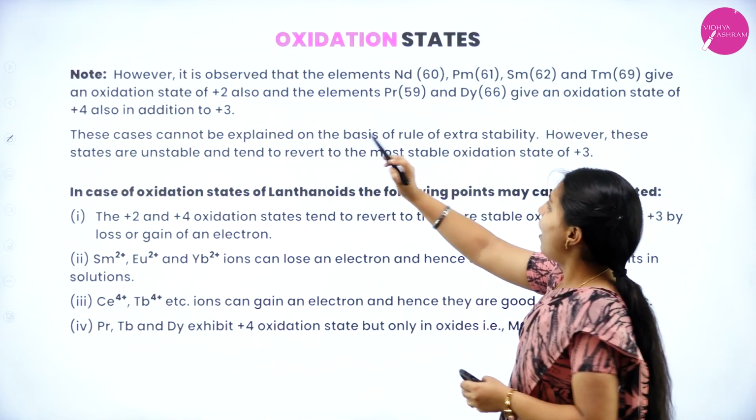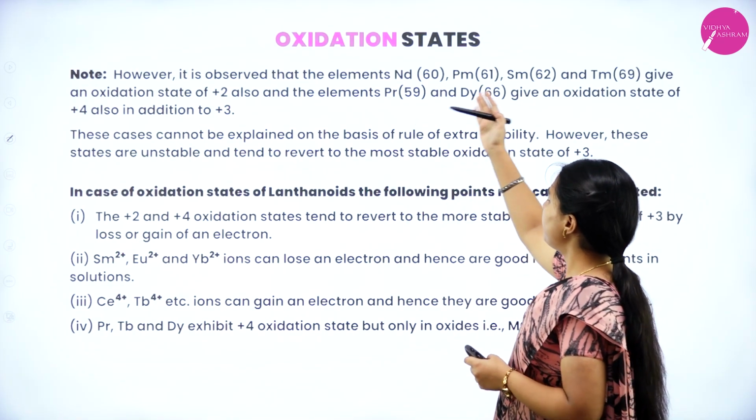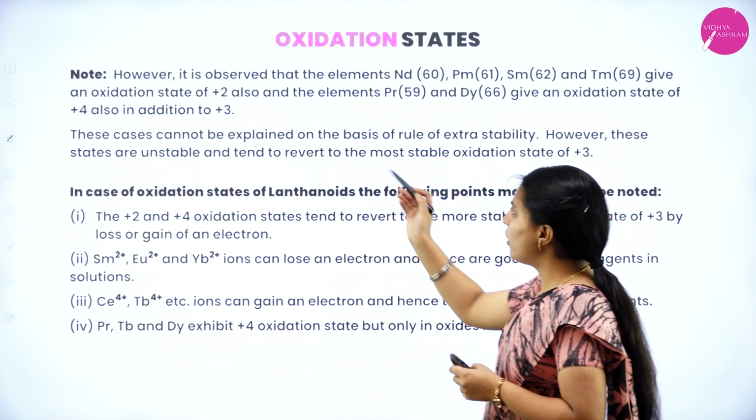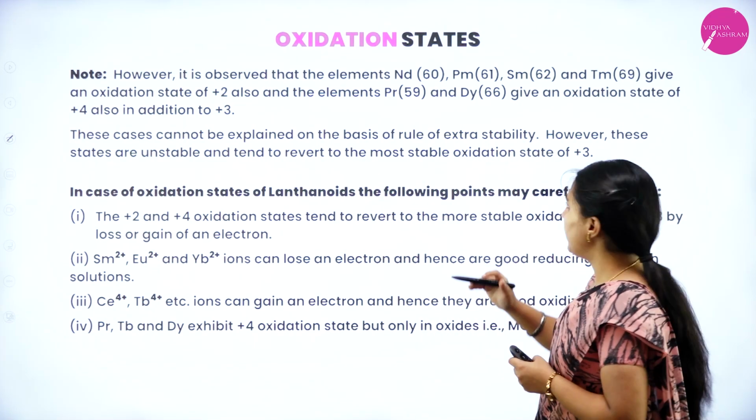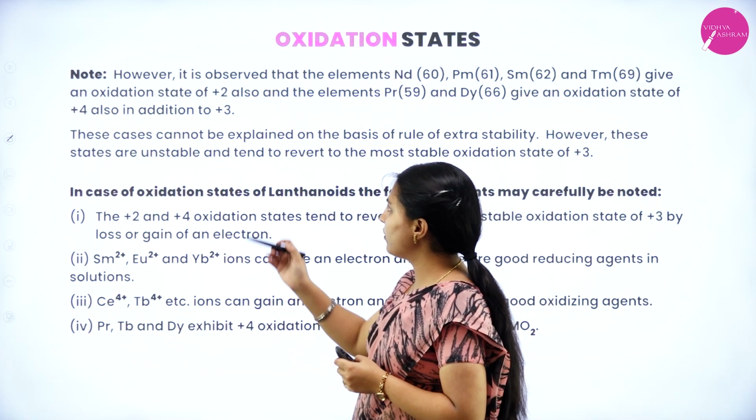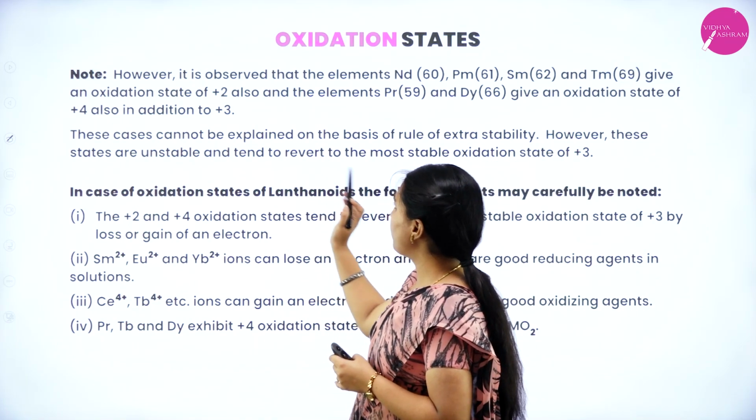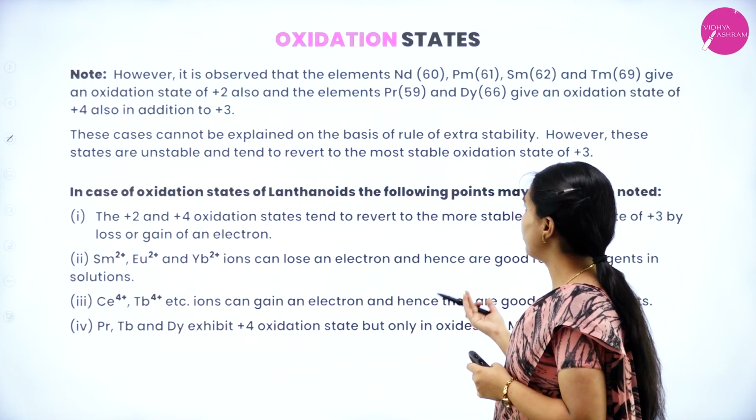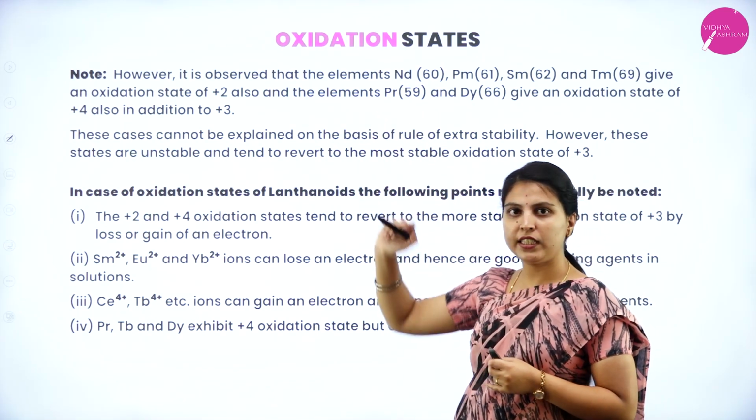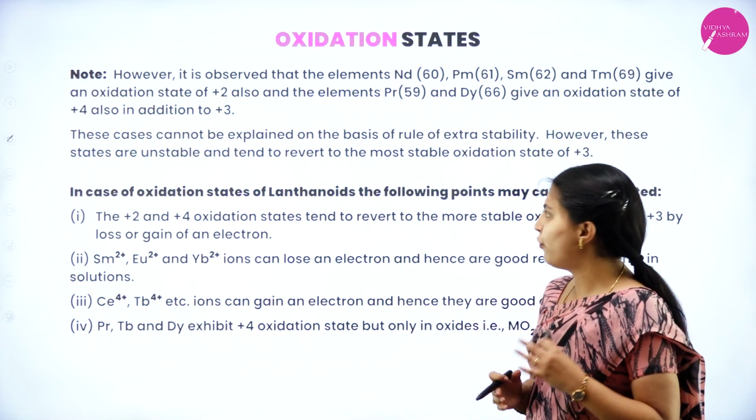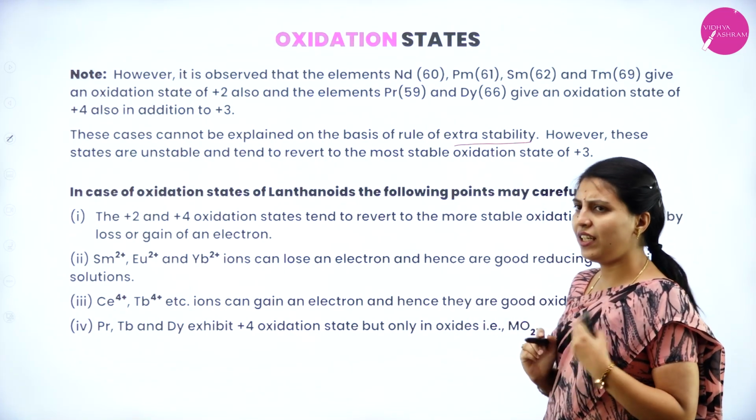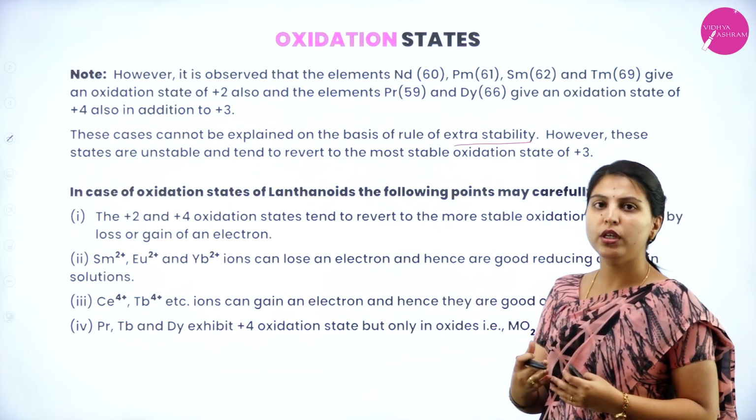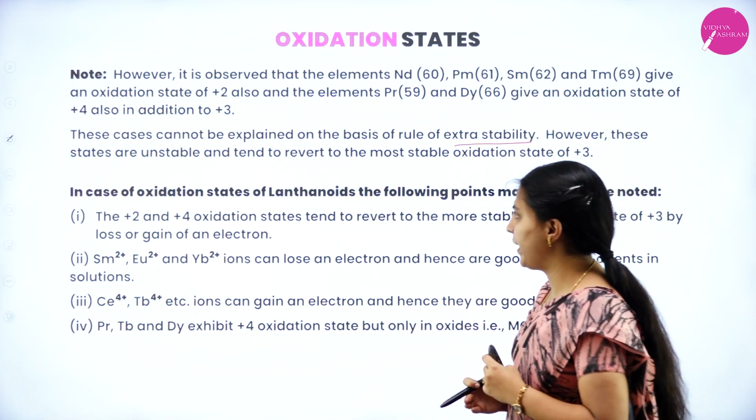These are the exceptions. However, it is observed that the elements neodymium, promethium, samarium and thulium give an oxidation state of +2 also, and the elements praseodymium and dysprosium give an oxidation state of +4 also, in addition to +3. These cases cannot be explained on the basis of the rule of extra stability. However, these states are unstable and tend to revert to the most stable oxidation state, that is +3.